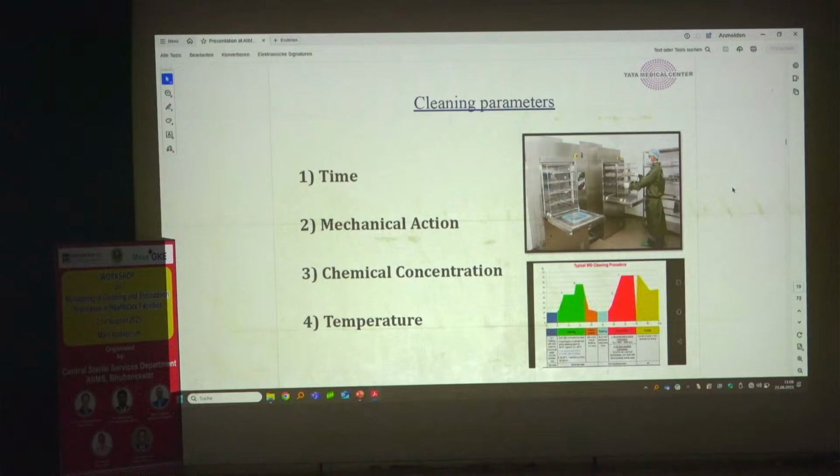These are the cleaning parameters. It has already been said that there are 4 things: time, action, concentration, and temperature. These are the cleaning parameters, and these are the washer disinfectors which we use in both the CSSDs. We have a total of 4 washer disinfectors there.